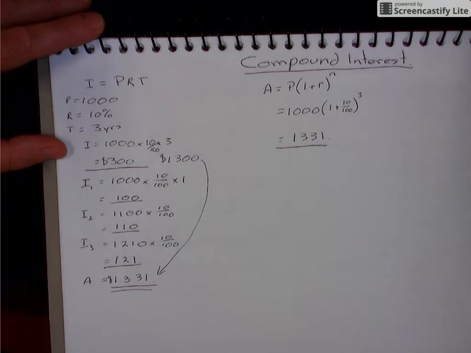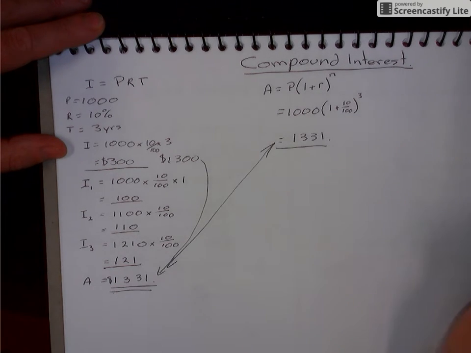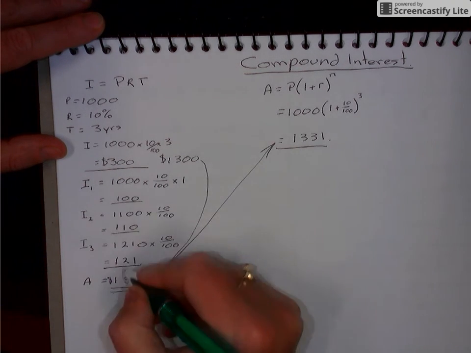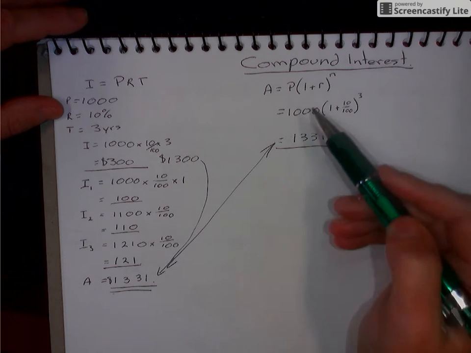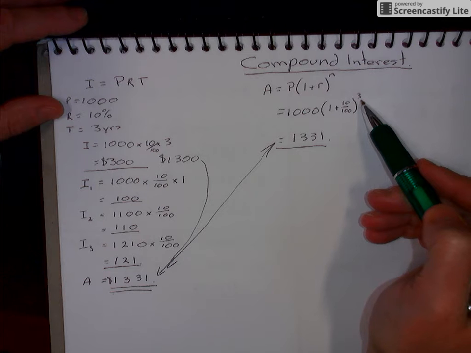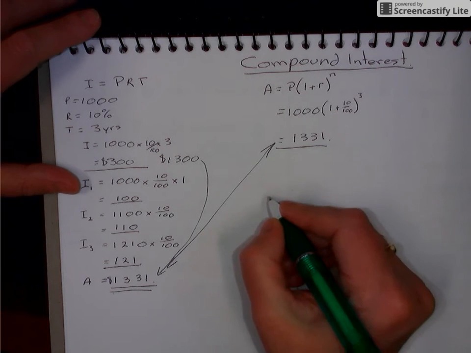So that's an easy way to calculate the compound interest, rather than doing every year. So imagine if you did 30 years, you'd have to do this 30 times. If we use this formula, we just have to do it once. So that's compound interest. We can also look at depreciation.